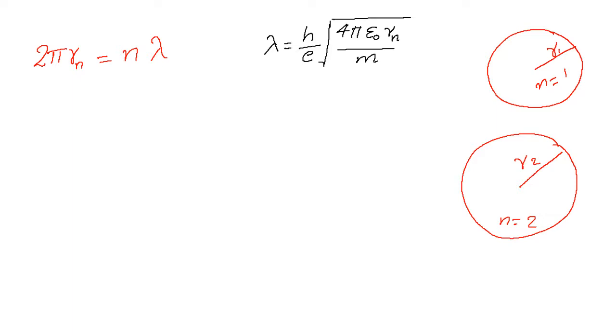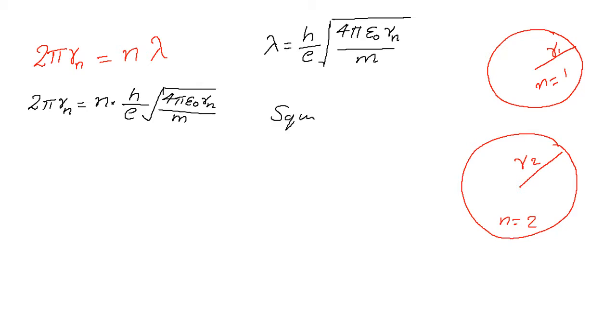Fine. Now substituting these values on either side, on RHS, you will get 2 pi Rn is equal to n into, what is lambda? Lambda is h by E into square root of 4 pi epsilon 0 Rn divided by m. Now I am going to square it.